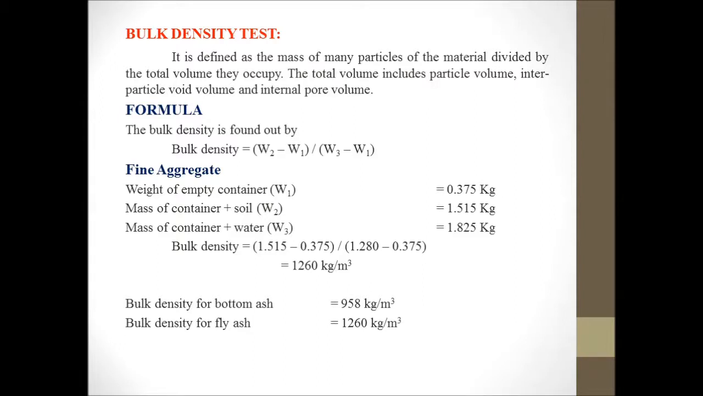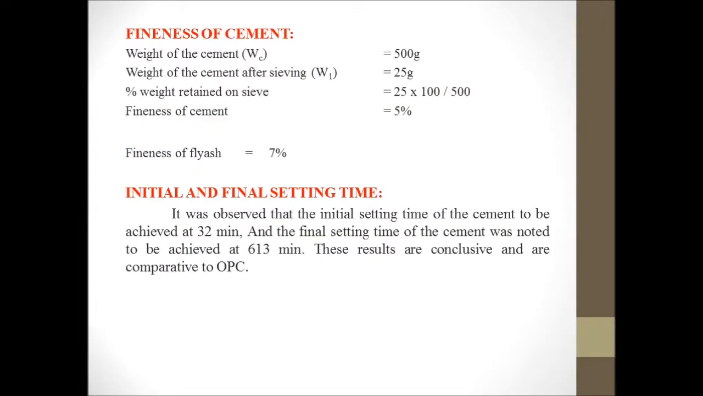The bulk density value of bottom ash is 950 kg per meter cube, fly ash is 1260 kg per meter cube and sand is 1280 kg per meter cube. Fineness of cement is 5% and fineness of fly ash is 7%. Initial setting time of cement is 32 minutes and final setting time is 13 minutes.